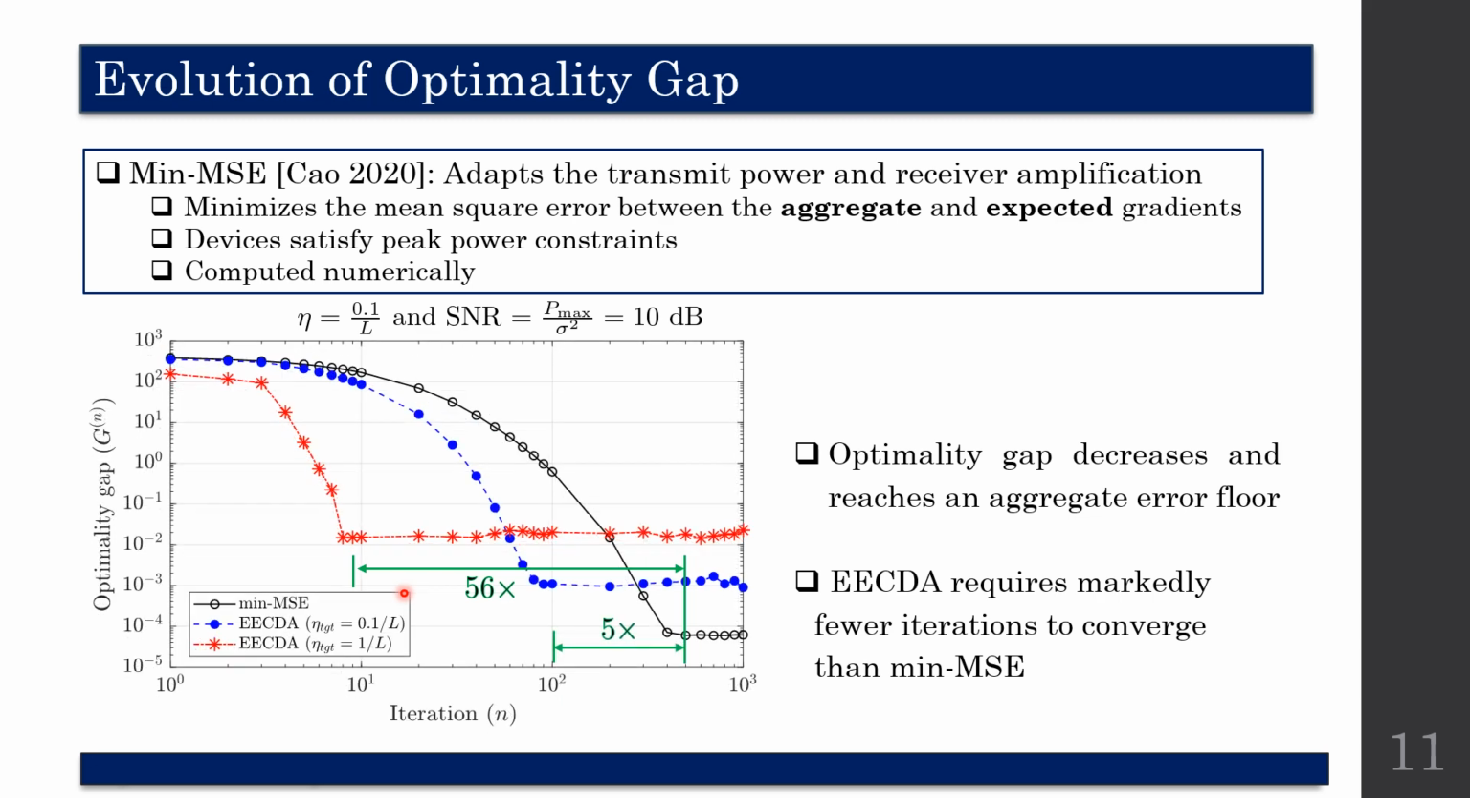Now for a fair comparison, we have slowed down the target learning rate of our algorithm and we show it in blue. The target learning rate of this blue curve is 0.1 by L, same as the min-MSE scheme. Still we see that it decreases to the aggregate error floor at an iteration of 100, and the difference in this aggregate error floor between the min-MSE and the EECDA decreases as the SNR increases, and for this case we get a 5x gain. Now remember that an iteration means all the devices need to transmit their local gradient to the server. Therefore it saves some energy, and we see that in the next slide.